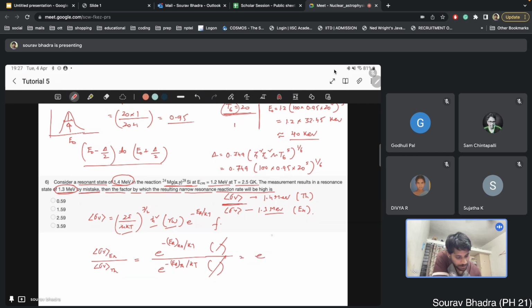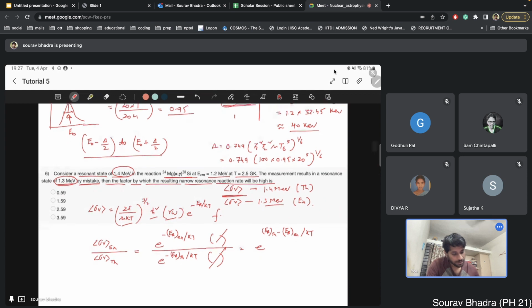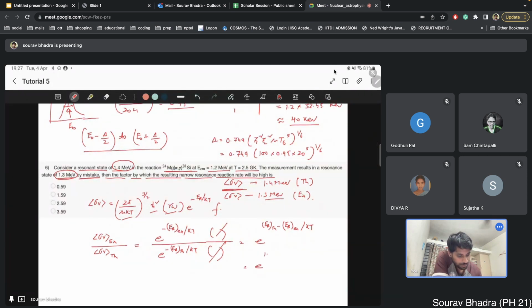So it can be written as e to the power ER TH minus e to the power ER experimental by KT. So this is the factor by which the resulting narrow resonance reaction rate will be high, because of the error in the calculation of resonance energy. So it will be e to the power 1.4 minus 1.3 MeV. That's why we convert it into keV, and K again we will write in the unit which we have used earlier.